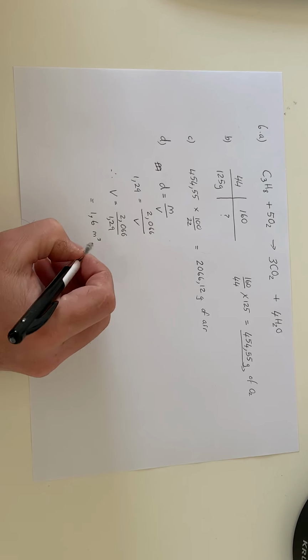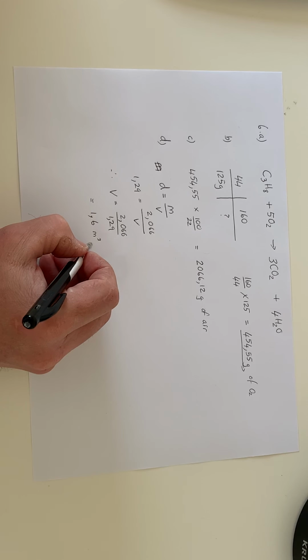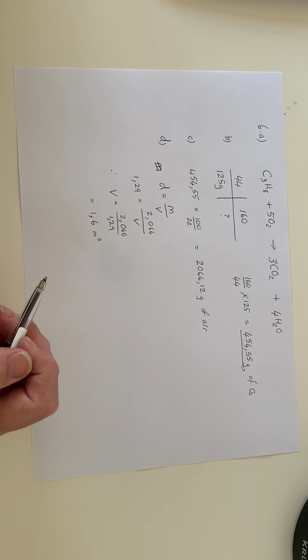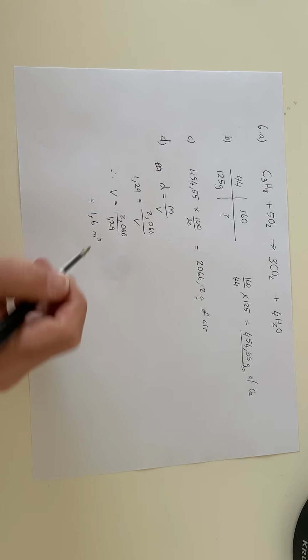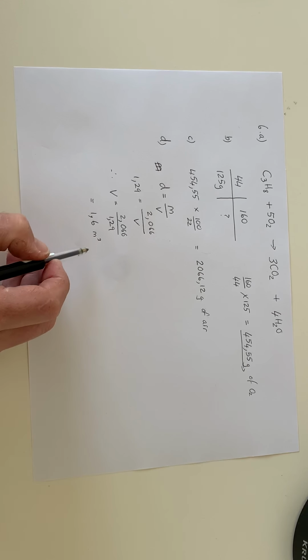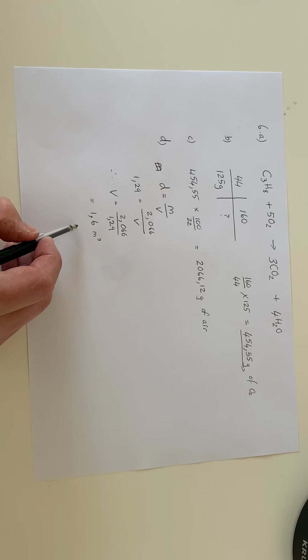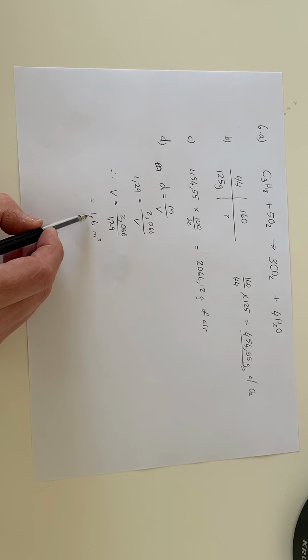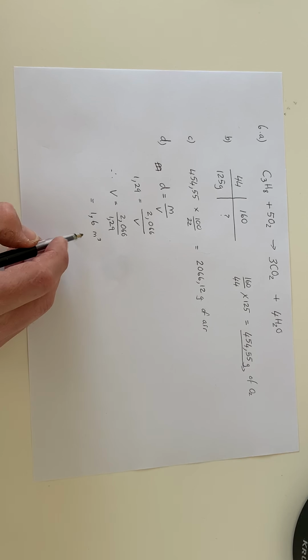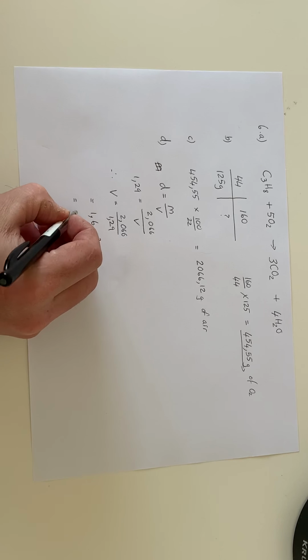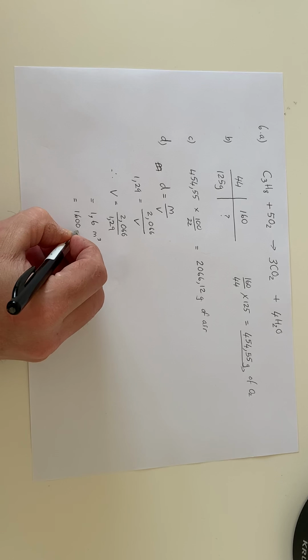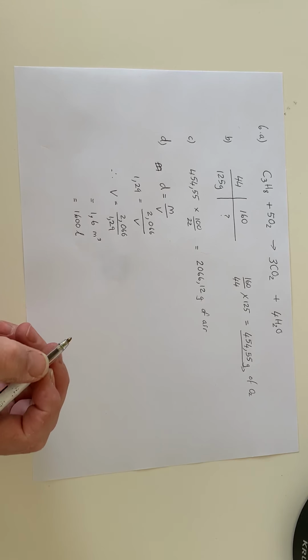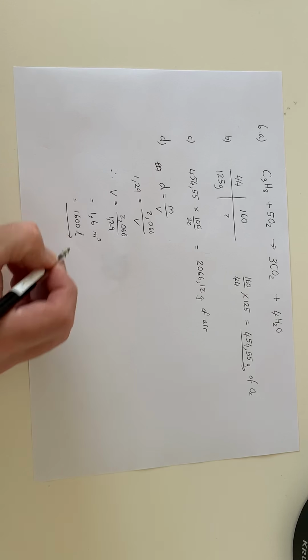All right, meters cubed, and then we've got to convert that to liters. Okay, a meter cubed is a kiloliter, so that's 1,6 kiloliters. All right, so that'll be 1,600 liters, and that's your final answer.